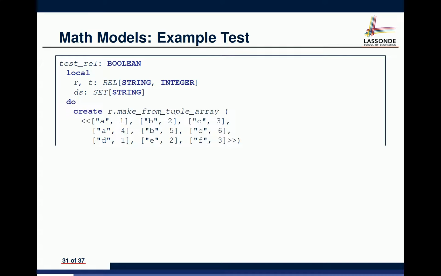Now let's take a quick look. The easiest way to create a relation is by simply passing an array. That's the array notation. You just have two angle brackets and an array of tuples. You're saying that I have pairs in my relation: A, D, B, E, and C, F. These are the domain values, and 1, 4, 2, 5, 2, etc. are the range values, the integers. That's a relation.